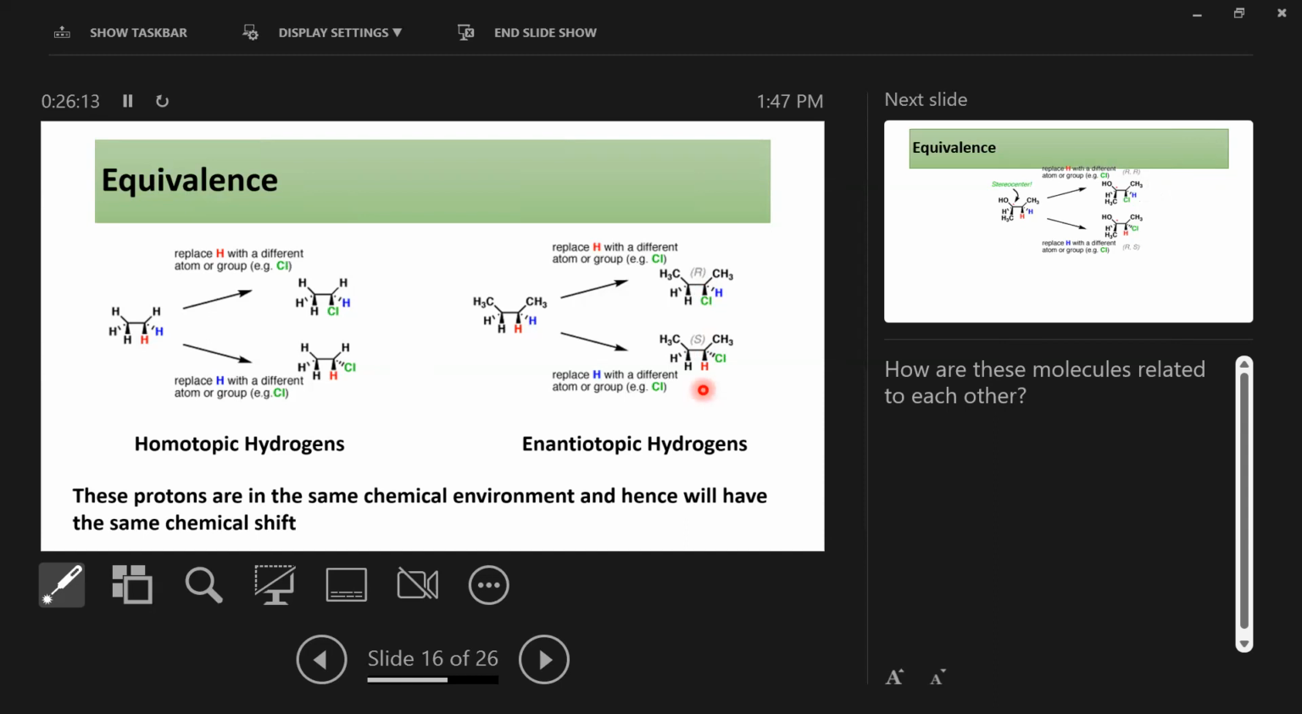You see it? It's on overlay, you can see it on your screen. This is not chiral. This is not chiral. This is chiral. When I switch it with something else, it becomes chiral. It's not the same structure. You don't need to work it out to see. If you see four points of attachment, automatically it should spring to your head chiral. So you know one is enantiotopic, one is homotopic.